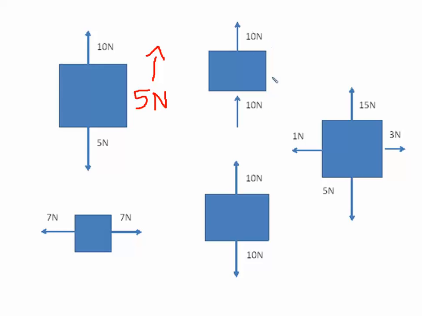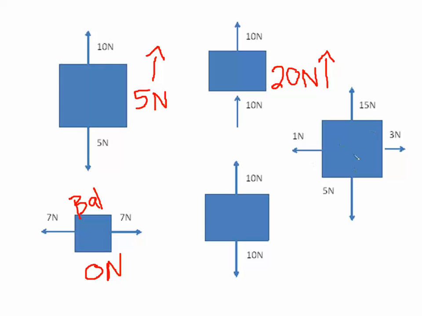Here we've got 10 and 10 going in the same direction. So our net force would be 20 newtons going up. Down here, 7 and 7 going in opposite directions. So is this object going to move? No, this object is not going to move. So we have 0 newtons. And so we would consider this object balanced. And then in this object, same thing. We're going opposite directions, so we'd have a 0 net force.